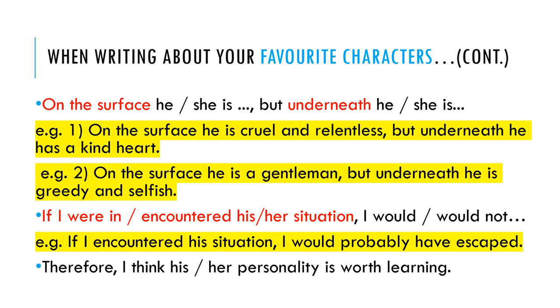Now, if you would like to give more information about a character, you can tell me how he or she behaves in front of people and how he or she behaves differently when there are no people around him or her. So you can use the phrase on the surface, paired with underneath, 表面上,內裏. So you can talk about negative things first and then positive things second. Just like this example, on the surface he's cruel and relentless, 表面上係好無情、好殘忍嘅, but underneath he has a kind heart, 其實內心係好善良嘅.